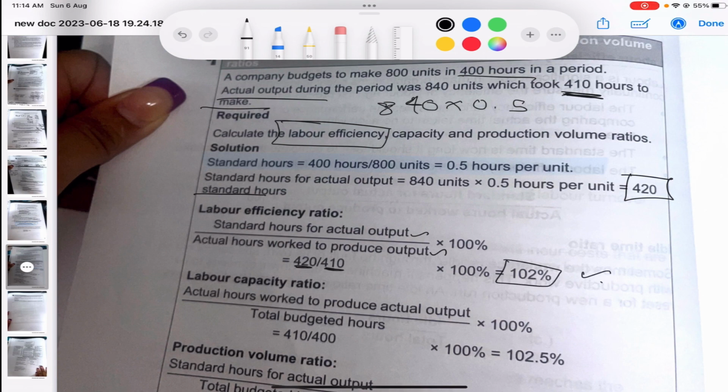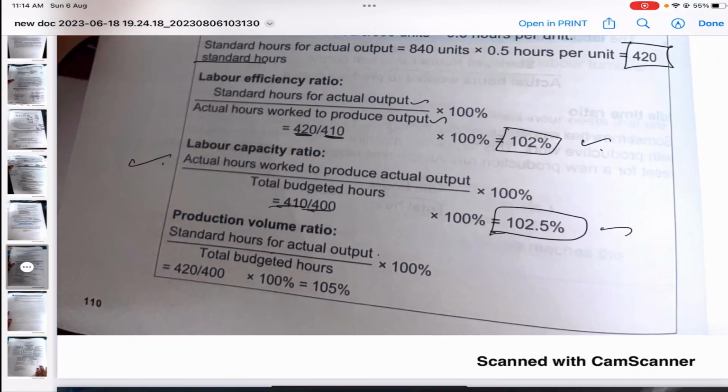So standard hours, 420, divided by actual hours taken, which is given over here as 410, multiplied by 100 would give you 102%. Labor capacity ratio, this is the formula. Actual hours worked, again 410, divided by total budgeted hours. In the question it is given the company budgets 400 hours, right? So I hope you understood the difference between standard hours and the budgeted hours. Budgeted hours is given in the question. So actual hours is 410, divided by budget hours multiplied by 100. This would give you 102.5%.